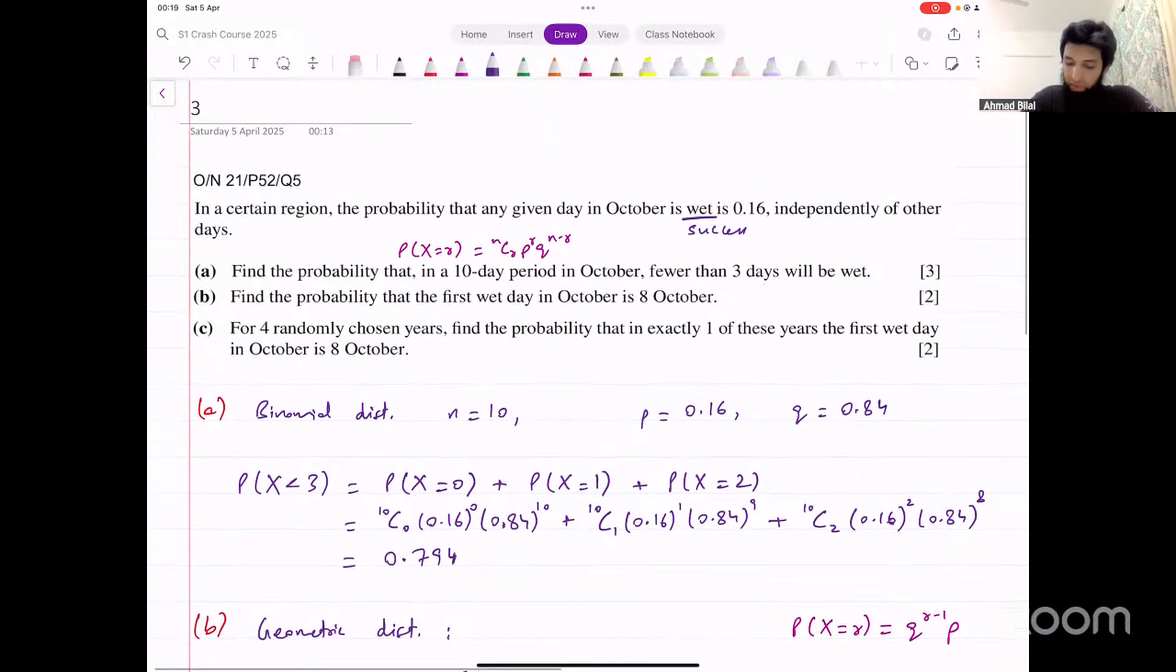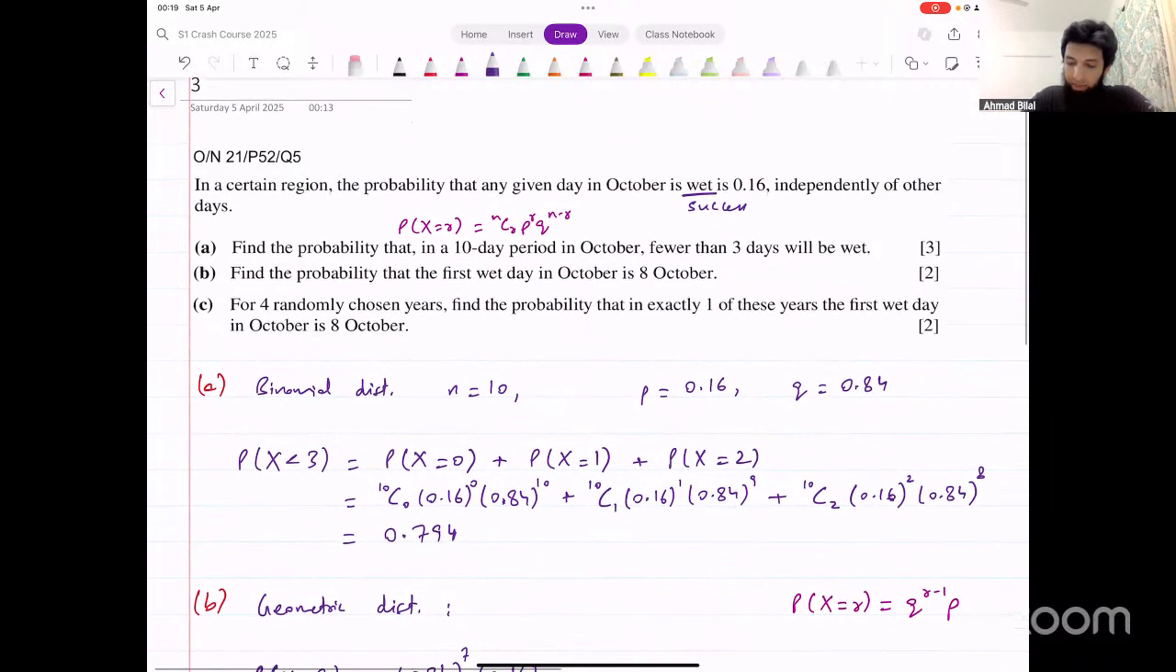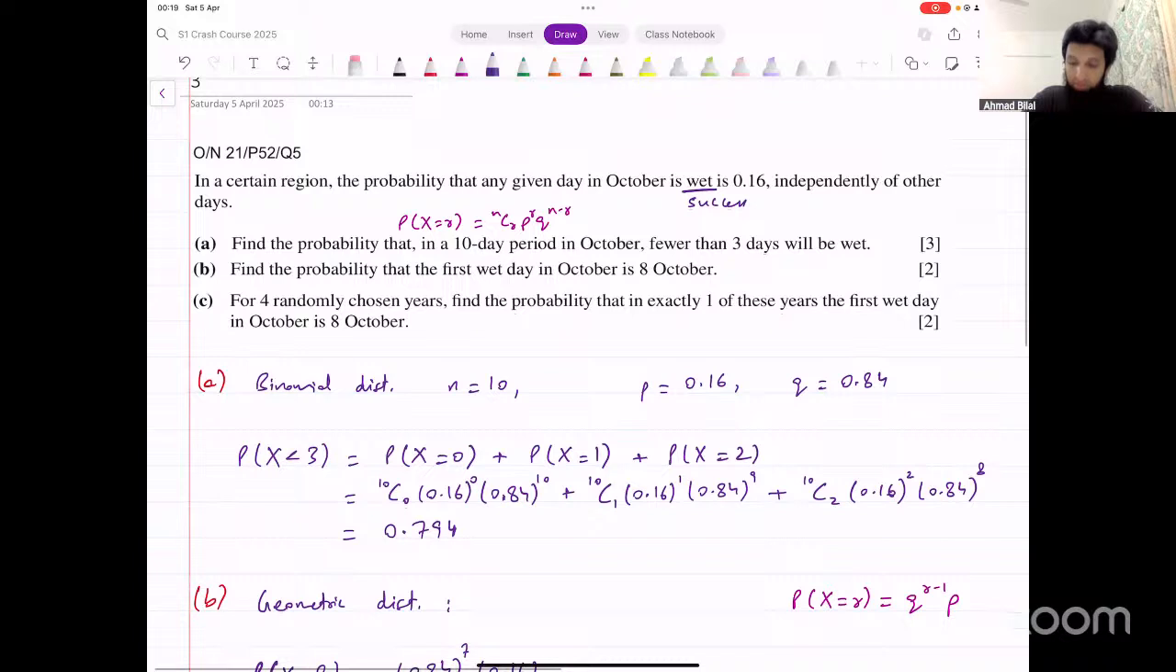Okay, now do we assume that the 10-day period starts from 1st October? How do we know that? What are they saying? Look at the second part. So you are saying, how do we know that we are starting from 1st October, right? That's the question. Part B basically tells you that.